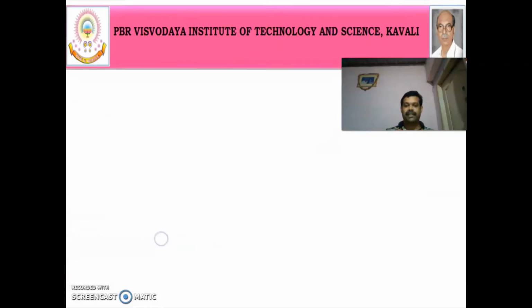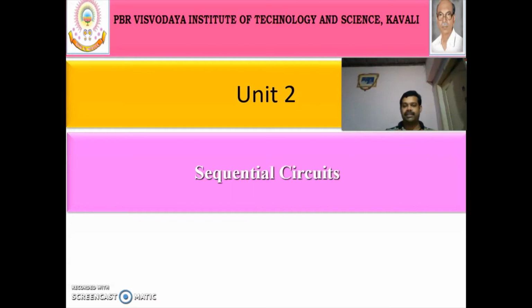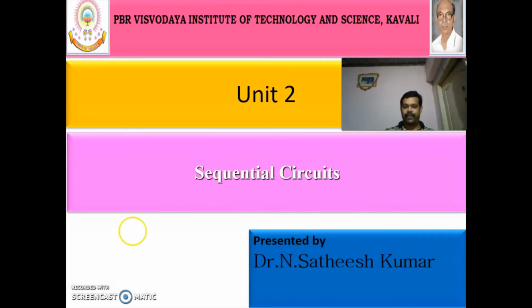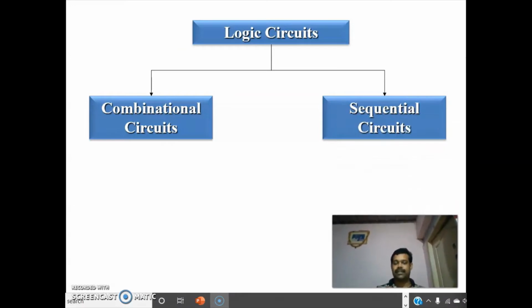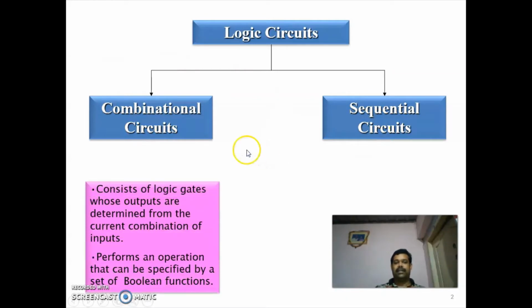So today we will see the topic sequential circuit of the second unit. Already I have told you that there are two types of circuits in digital electronics. One is combinational circuit and another one is sequential circuit. The combinational circuit consists of only logic gates and the output depends only on the present input, and it will perform any operation that can be specified by a set of Boolean functions.